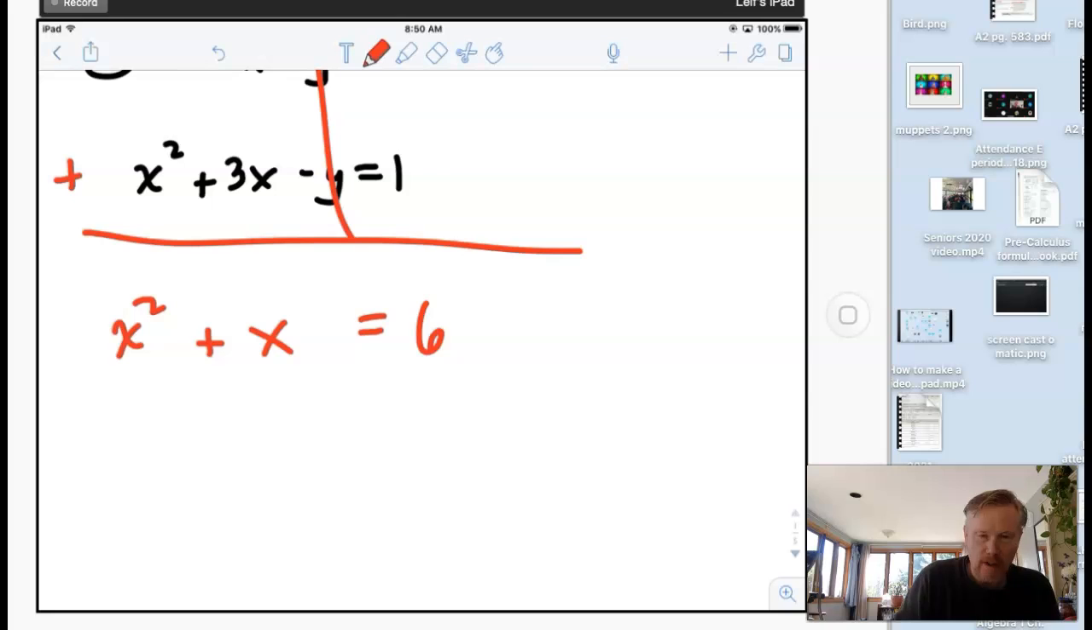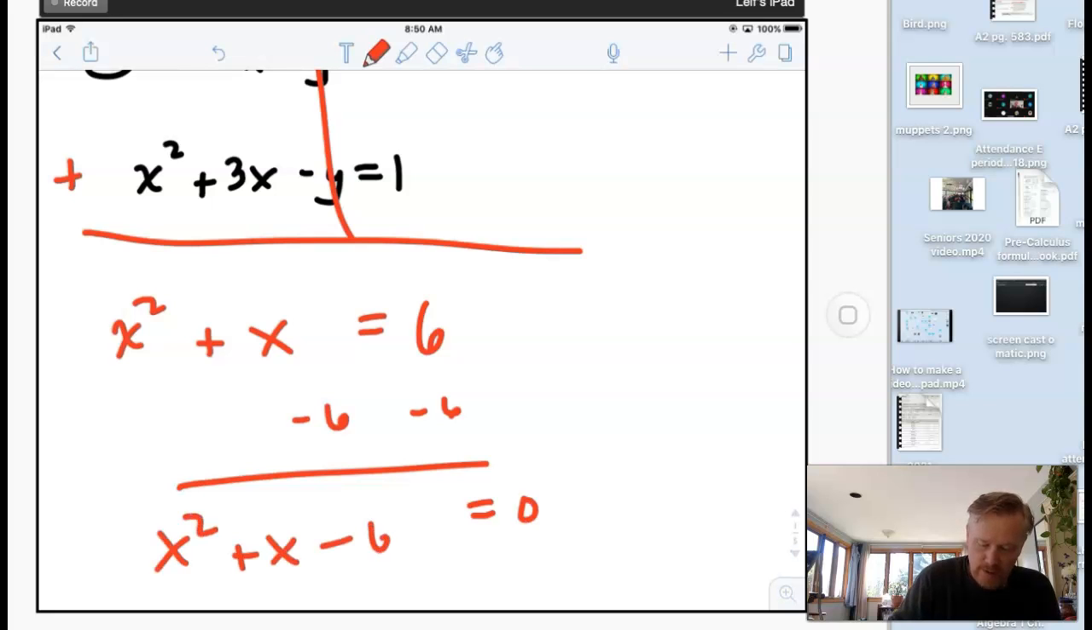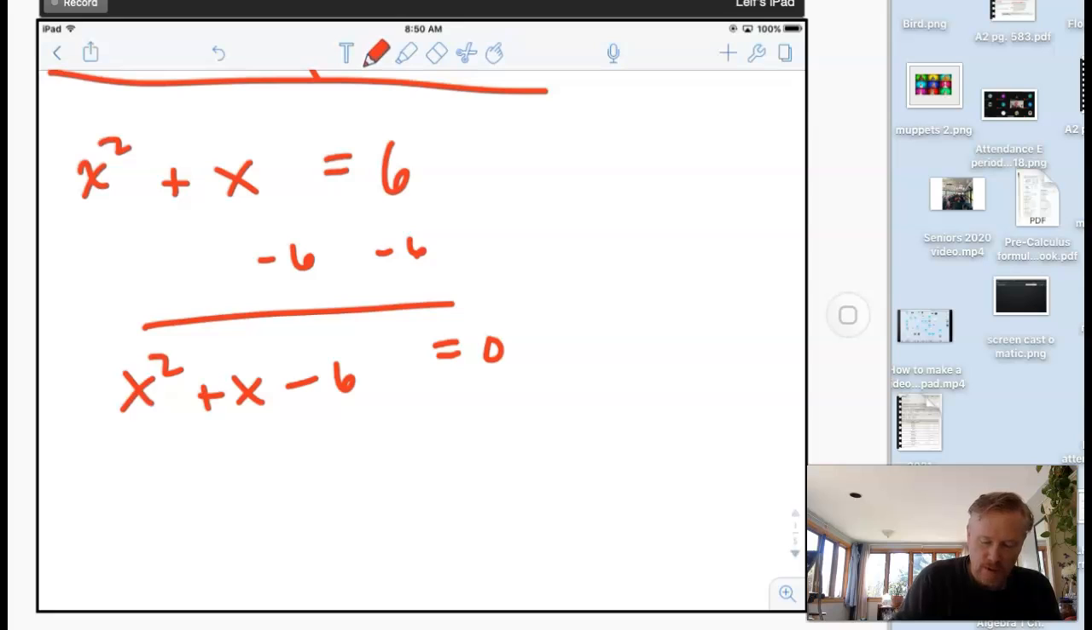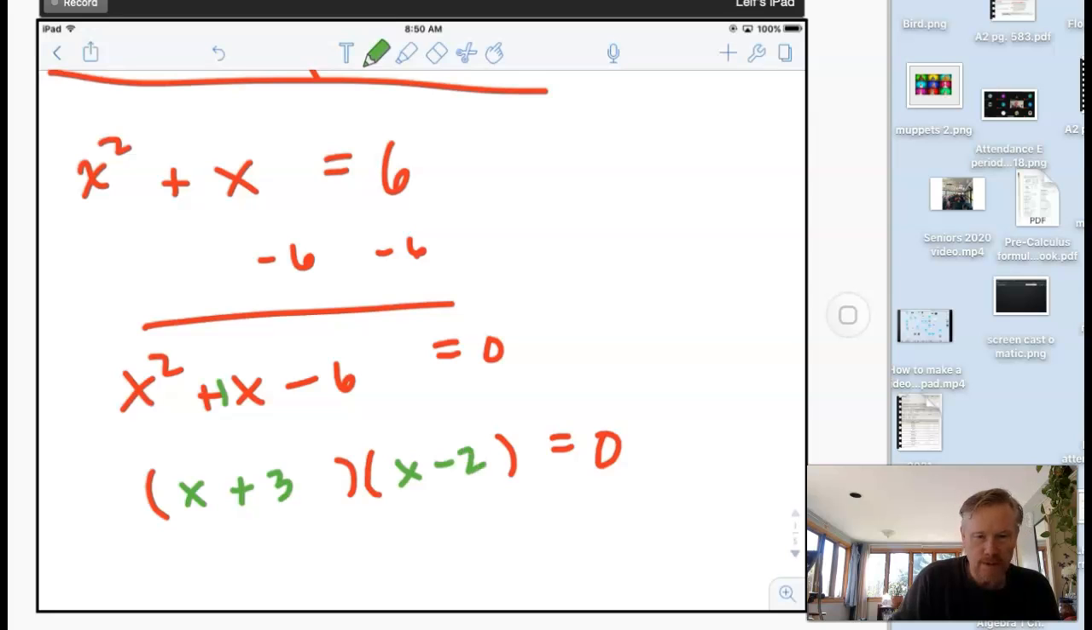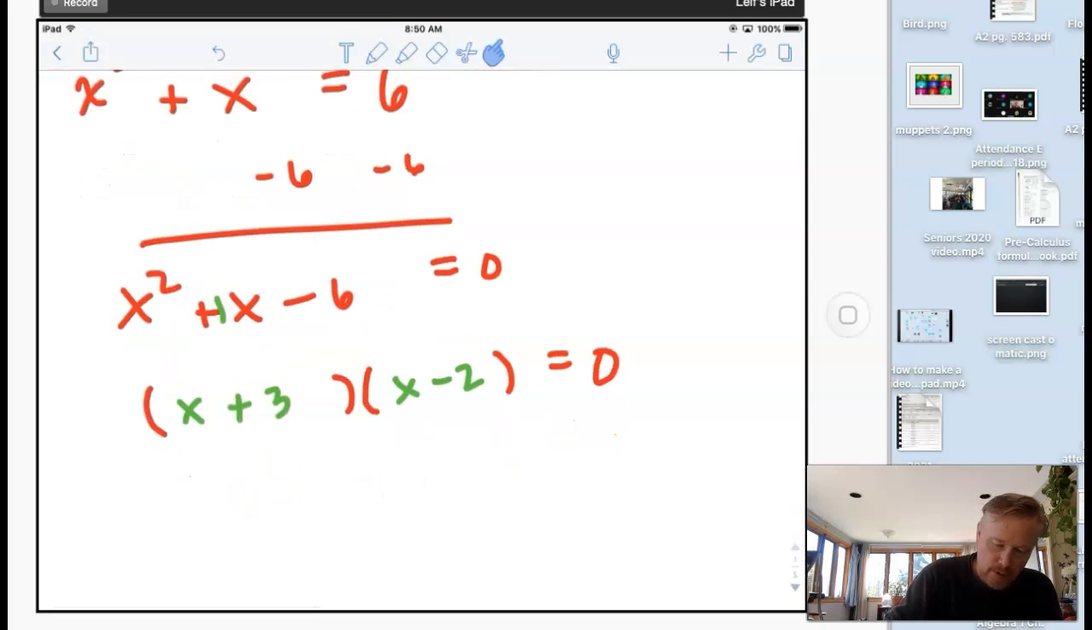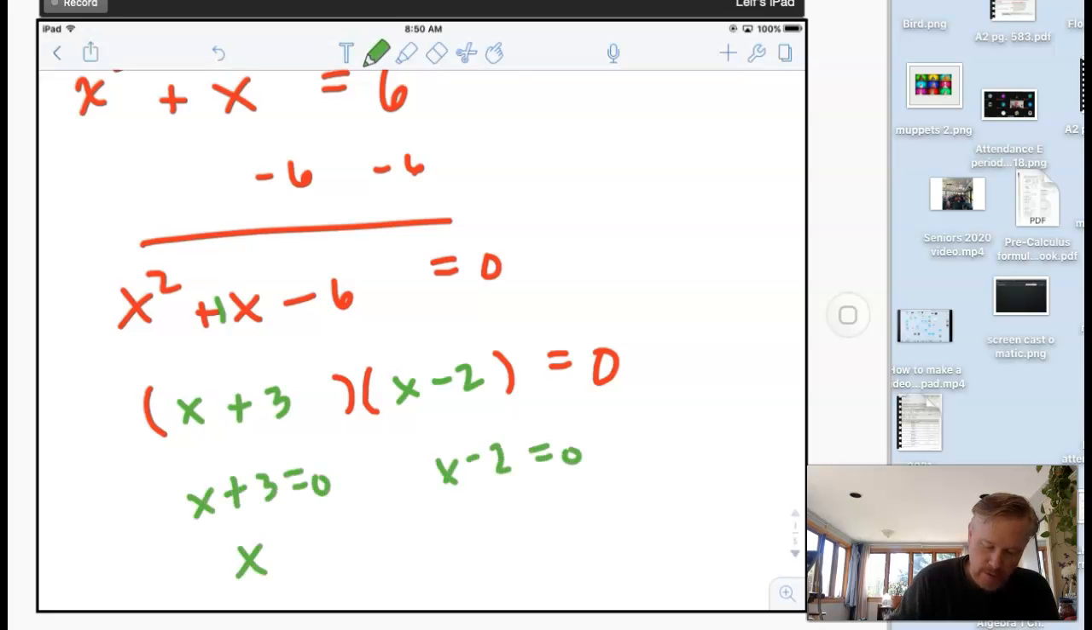This is not a bad equation to work with. I can subtract 6 from both sides, so I get x squared plus x minus 6 equals 0. Now I can factor and solve it. Things that multiply to -6 and add up to +1, the 1 in the middle, would be 3 and 2. If I make the 3 positive and the 2 negative, it multiplies to -6 and adds up to 1. Then x plus 3 equals 0 and x minus 2 equals 0, and I get my two x answers. Now I have to figure out the y's.